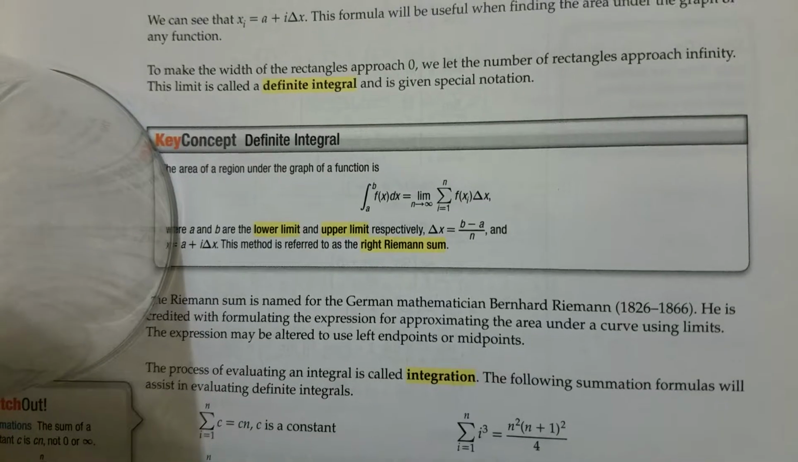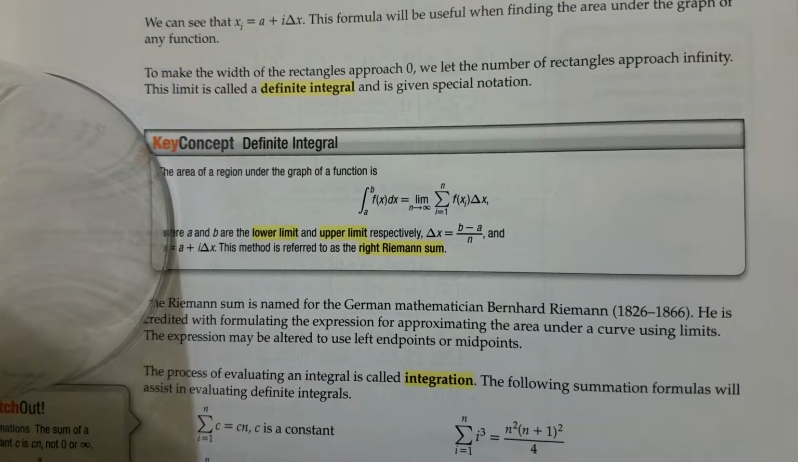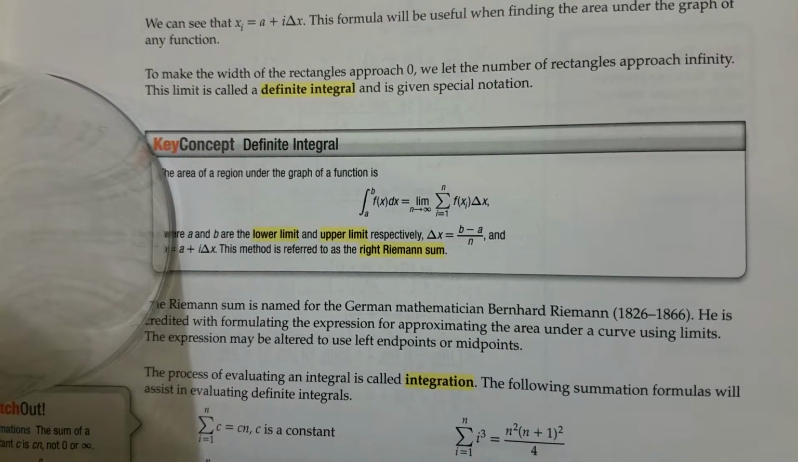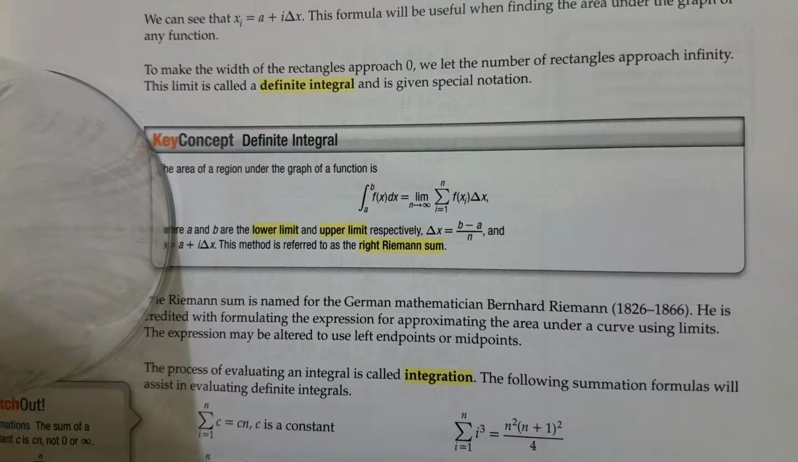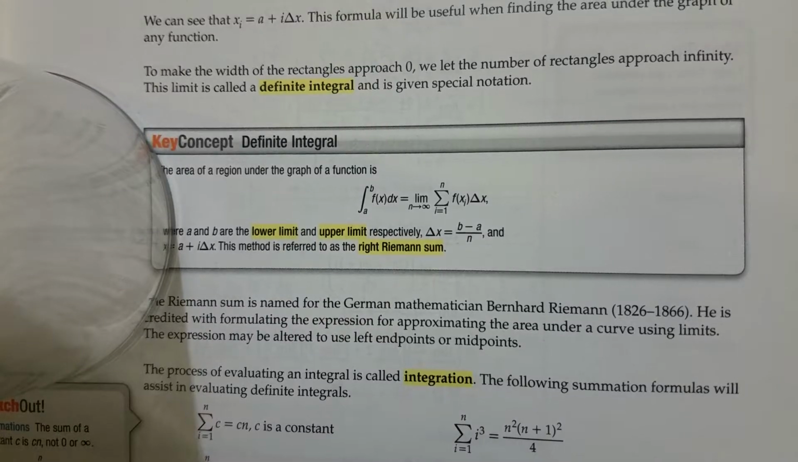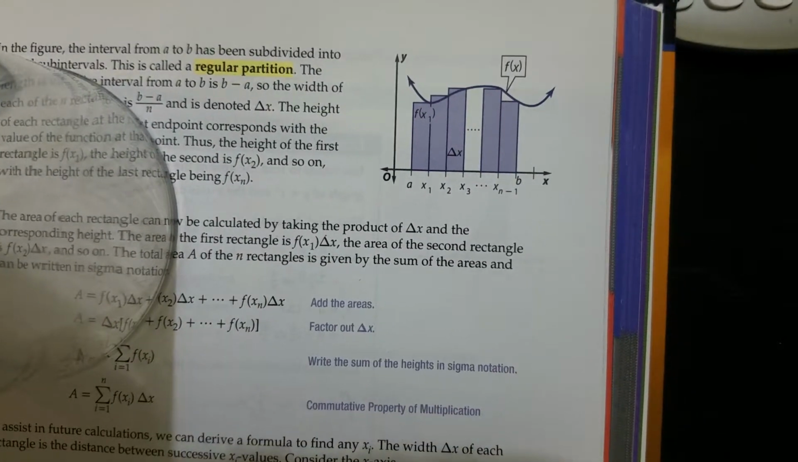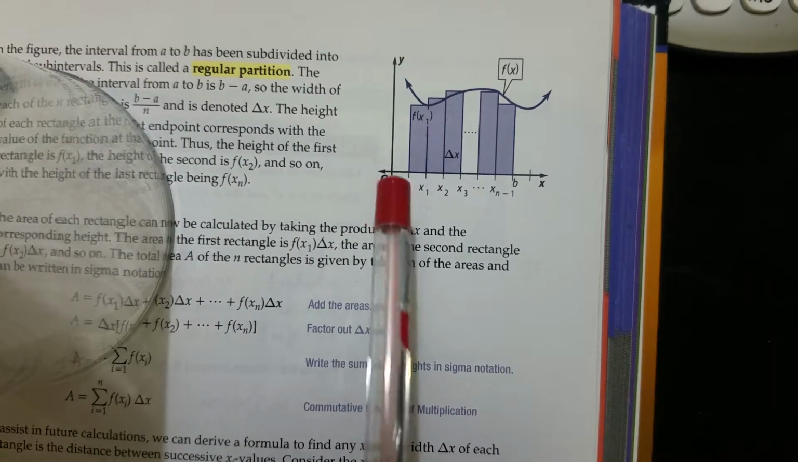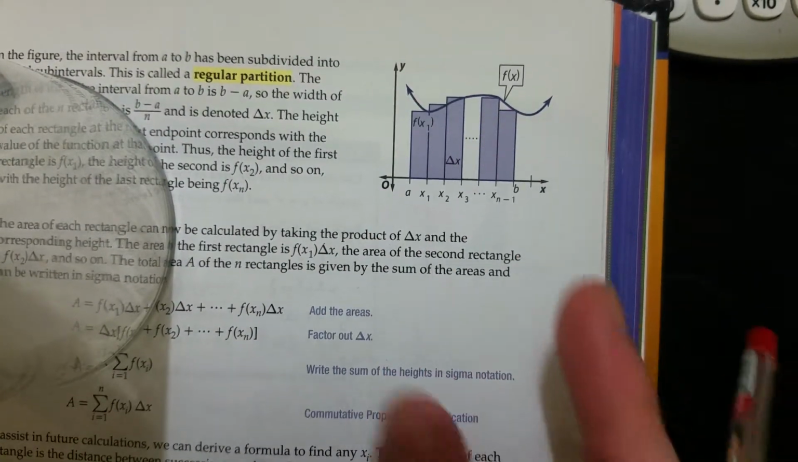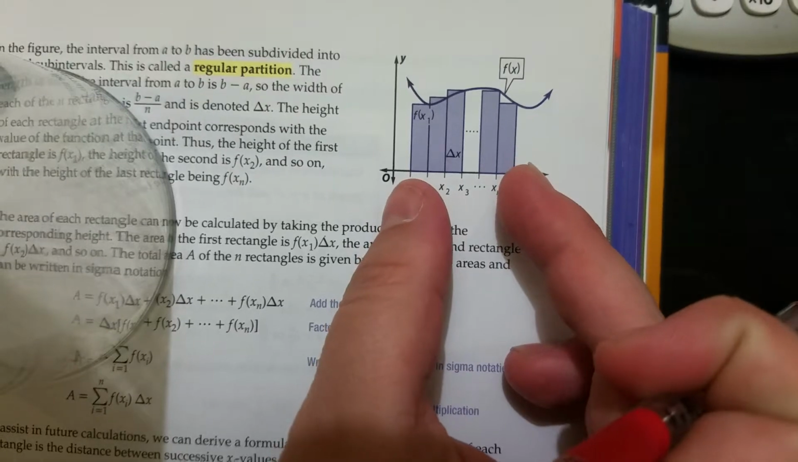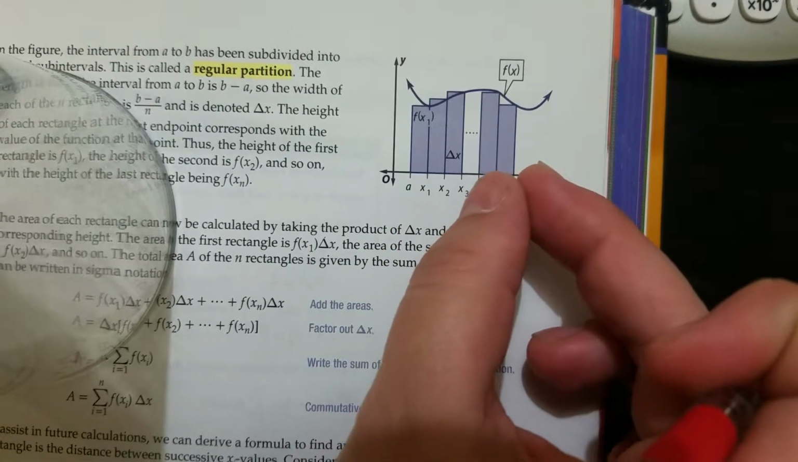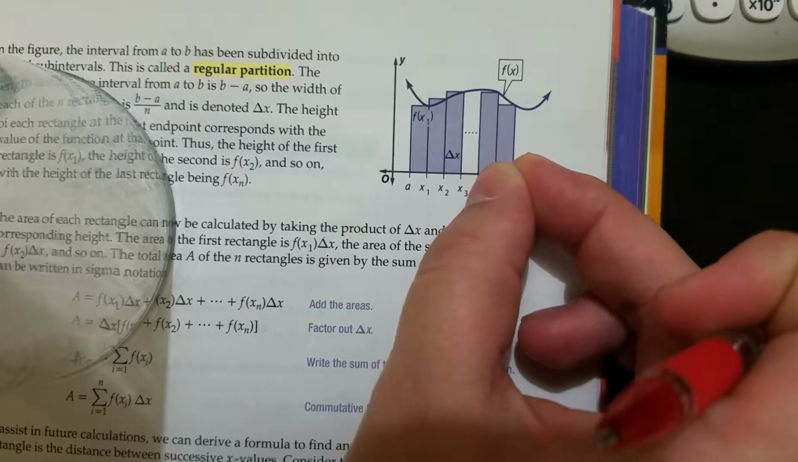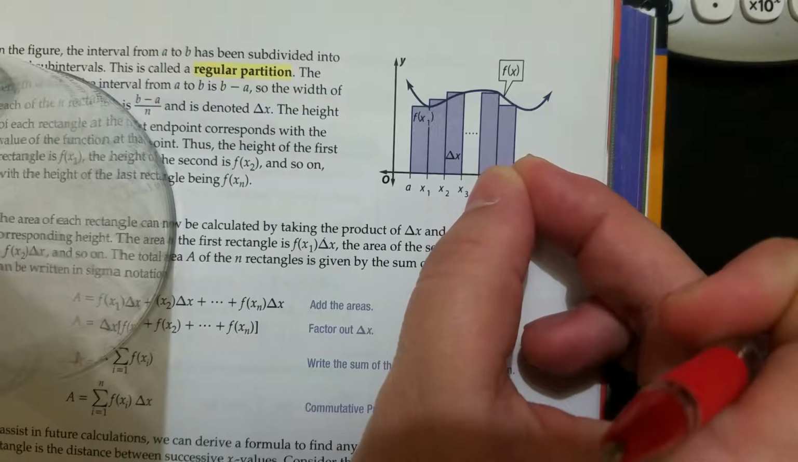Okay, so now we're going to talk about evaluating the integral and the idea of finding the area under the curve more accurately. So earlier I said this, I'm going to repeat it. But basically, if I'm trying to find the area under the curve from a to b, in order to get more and more accurate, I need these rectangles to be skinnier and skinnier.